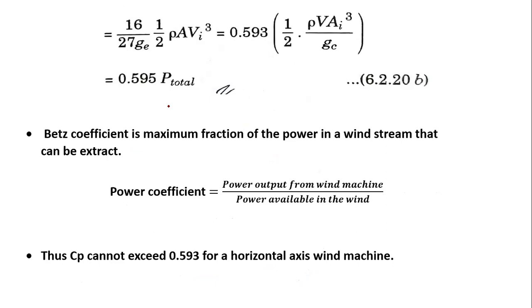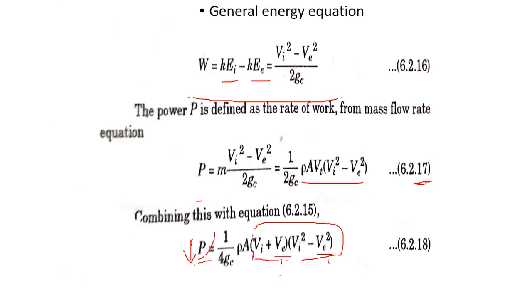8 by 27Gc rho A Vi cube can be written as 16 by 27Gc, half into rho A Vi cube. I am writing the 8 in the form of 16 into 1 by 2. So that we can get the mass equation here. The P total equation, if you see in the previous slide, you will get this one.